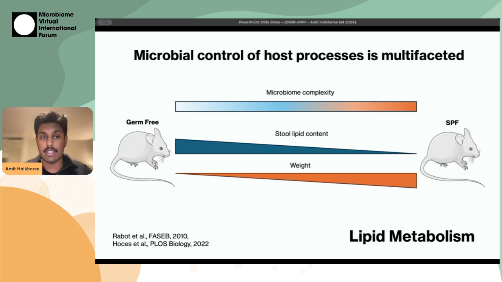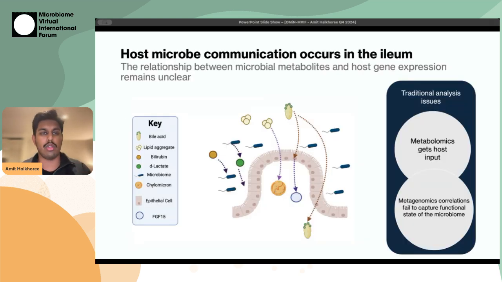And this microbial control is not just limited to immune processes. There's been recent data coming out showing that we are looking at this change of lipid metabolism when we assess germ-free mice right the way up to SPF. There's a variation in stool lipid content, in weight, and it's all starting to be linked with the microbiome. So if we narrow this in, we know that the host and microbiome communicate in the small intestine.